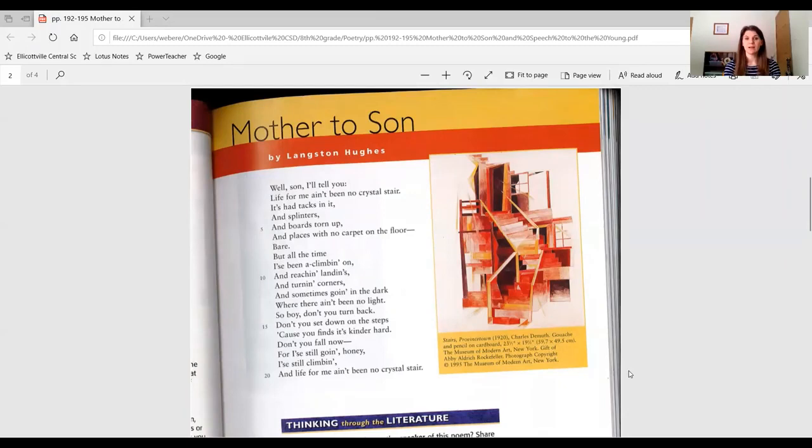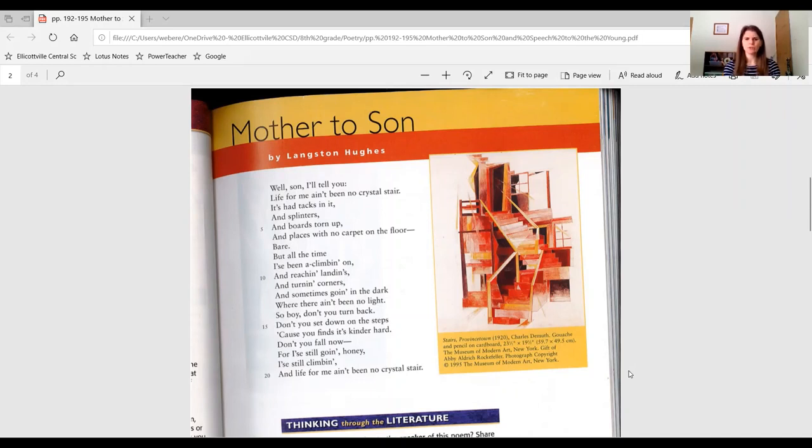Well, son, I'll tell you. Life for me ain't been no crystal stair. It's had tacks in it, and splinters, and boards torn up, and places with no carpet on the floor. Bare. But all the time I spent it climbing on and reaching landings and turning corners and sometimes going in the dark where there ain't been no light.